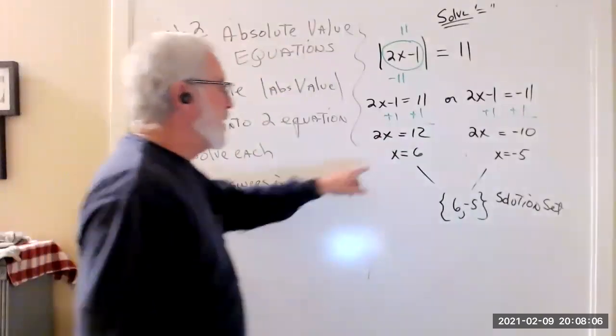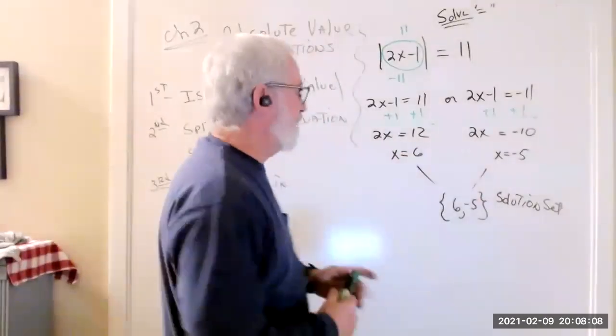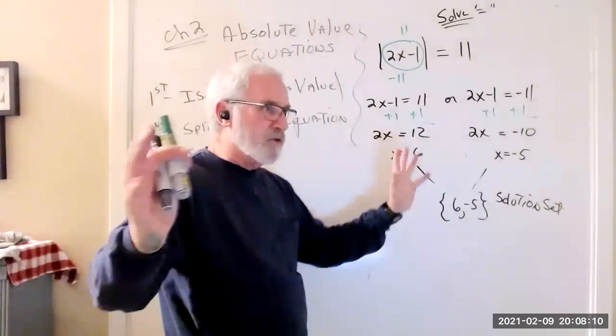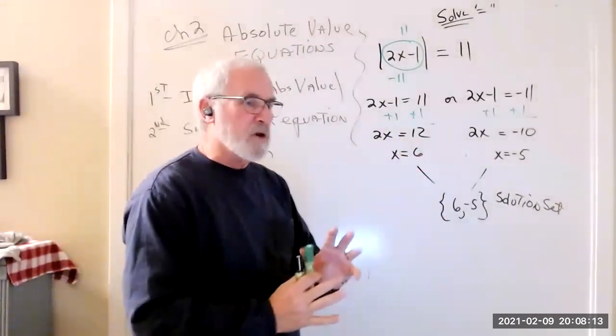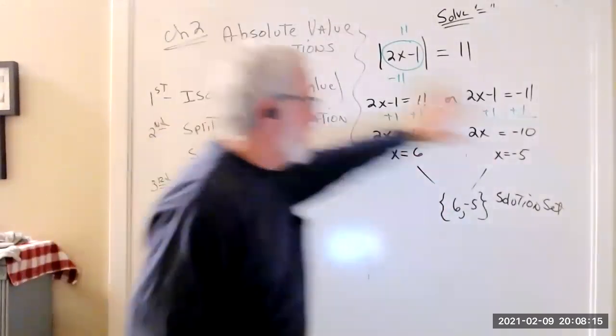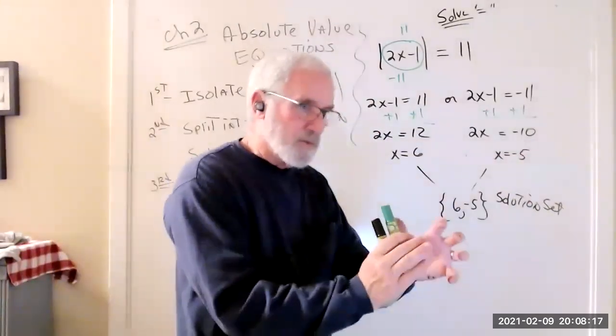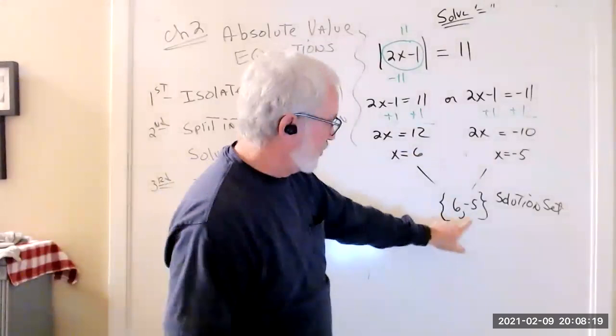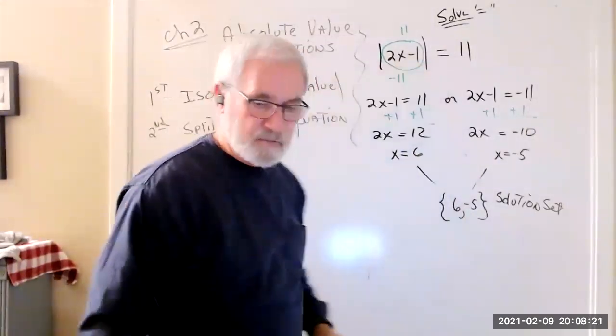I'm going to be really happy if you have 6 and -5, but the key is you put them together in one answer. You don't leave 6 over here and -5 over here. Bring them together as one answer. This is the solution for that problem.